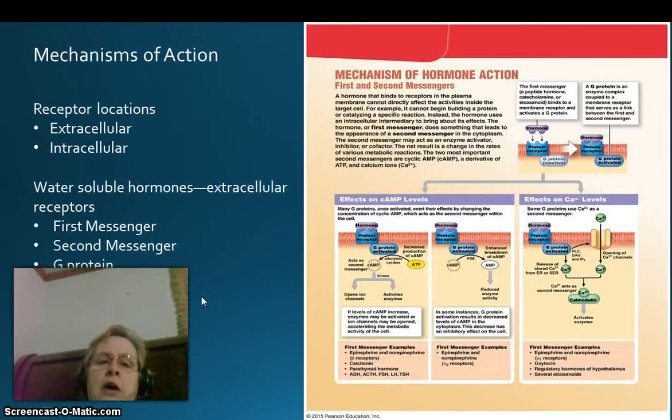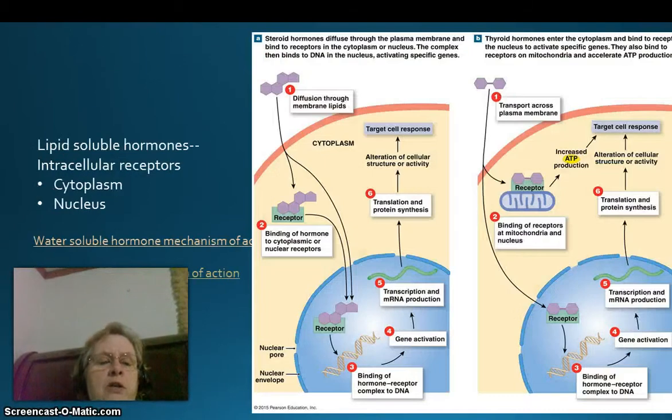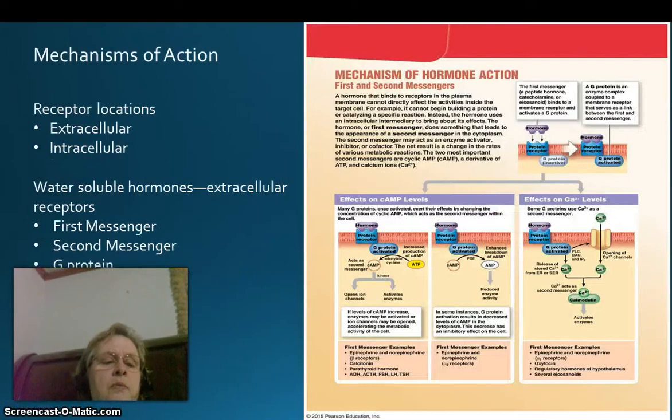Okay, let's look at how a hormone is going to act on its target cell. Let me get back to that slide. There we go. They're going to bond to a receptor on either of two locations. One would be the extracellular receptor on the outer surface of the cell membrane, and the second possibility is an intracellular receptor, that being usually found either in the cytoplasm or in the DNA.